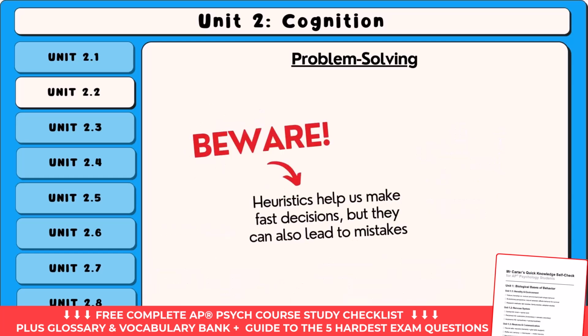Heuristics help us make fast decisions, but they can also lead to mistakes. For example, heuristics often cause stereotyping and cause us to rely too much on prior assumptions and biases.